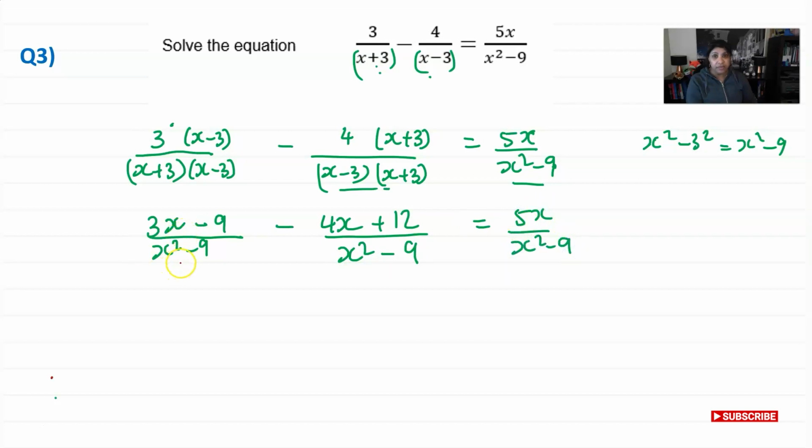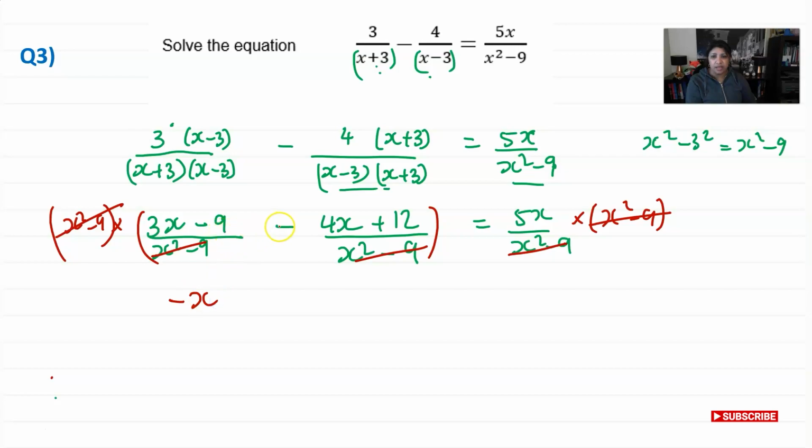Because I have now x squared minus 9 throughout, I can multiply by x squared minus 9 on this side, and the same on that side, which means that will cancel and these will all cancel. Right, so what I'm left with now is 3x minus 4x, which is minus x, and then negative 9 and plus 12, so negative 9, negative 12, this will give you negative 21, and then it's going to be equal to 5x.